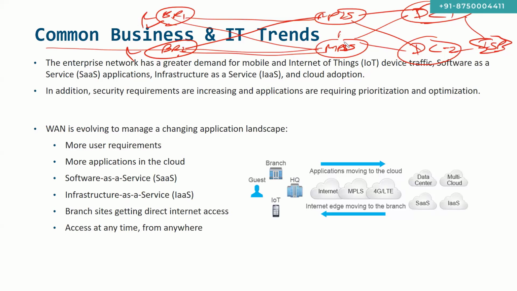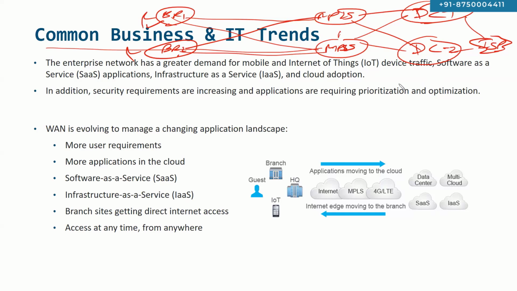Later on, as a backup link, we started using DMVPN, where we started having internet connections at the remote sites, and then we implemented DMVPN. But the problem with DMVPN was that it was a Cisco proprietary technology, so you needed to have Cisco routers across the sites. But now things have changed.